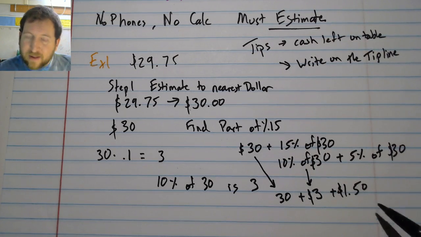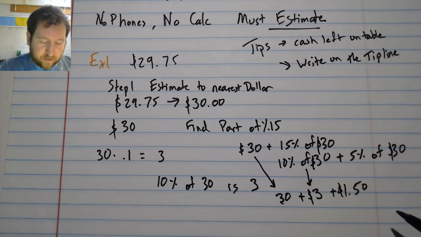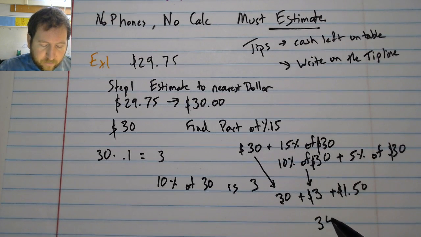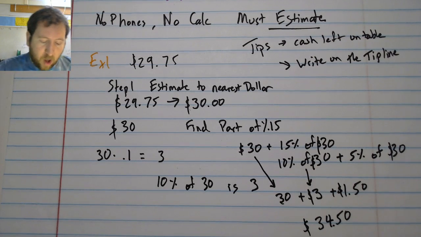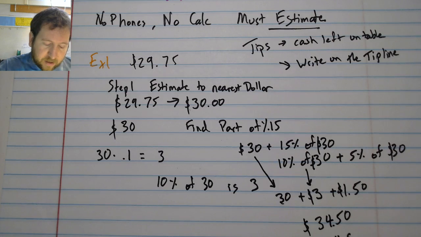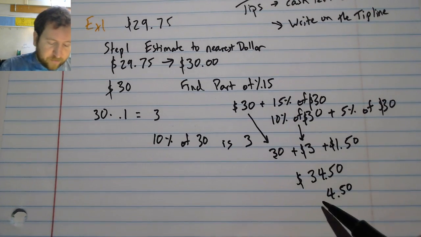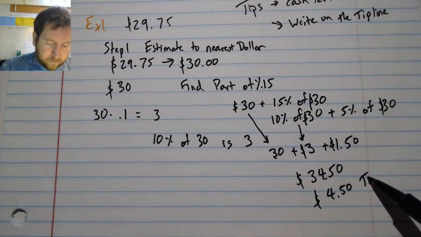Now I can add this all up in my head. 30 plus 3 plus $1.50 is going to be $34.50. And this should be my total amount that I'm leaving for my check, or the tip that I'm going to leave is $4.50. Okay?